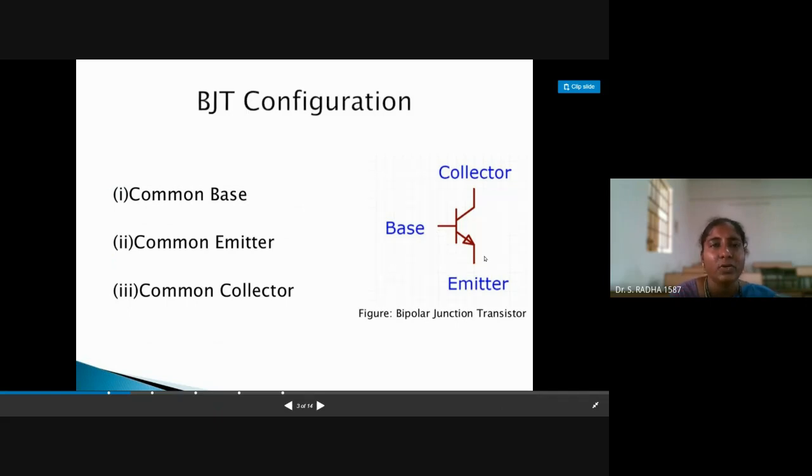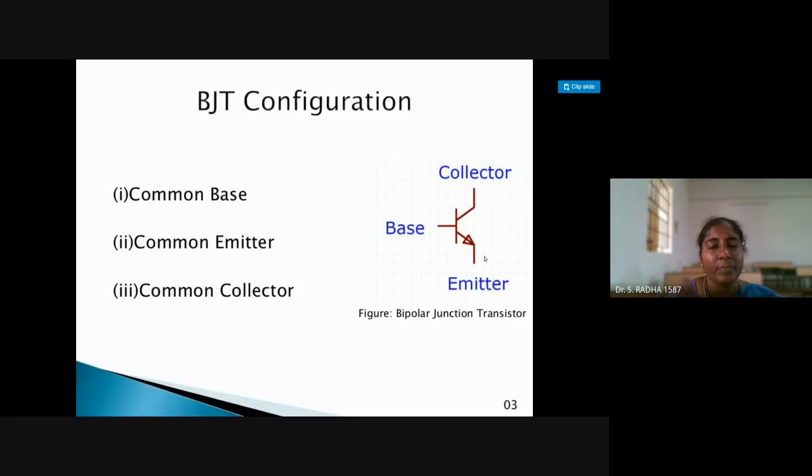NPN means electrons will be more in number. Negative charge carriers will be more in number. PNP means positive charge carriers will be more in number. But mostly NPN will be used because of negative polarity, the mobility of electrons is higher compared to the mobility of holes. The weight, everything is the same. If electron is minus 1.6 into 10 power minus 19 coulombs, hole is nothing but plus 1.6 into 10 power minus 19 coulombs. Only the plus and minus sign will differ.